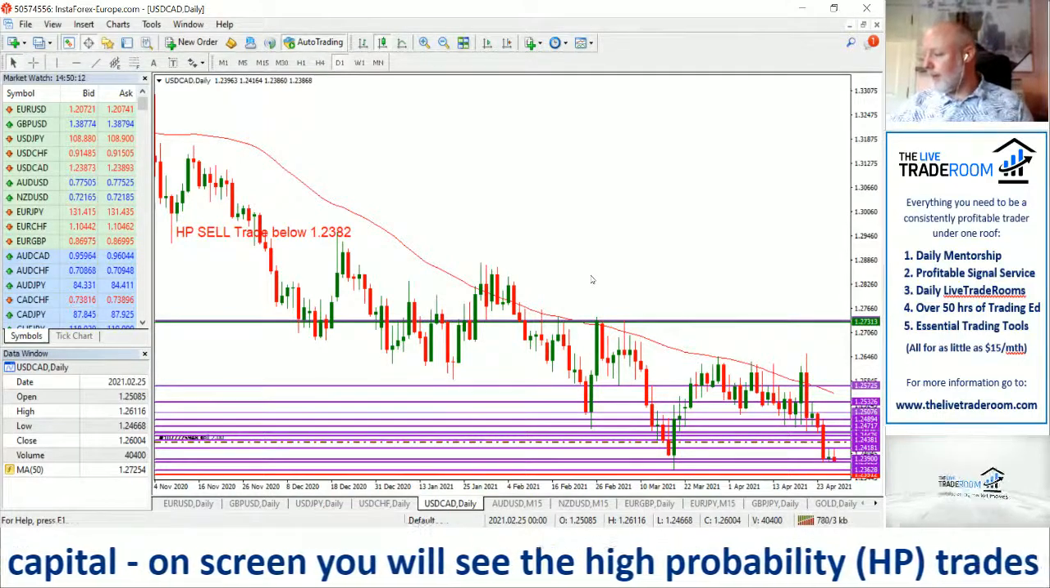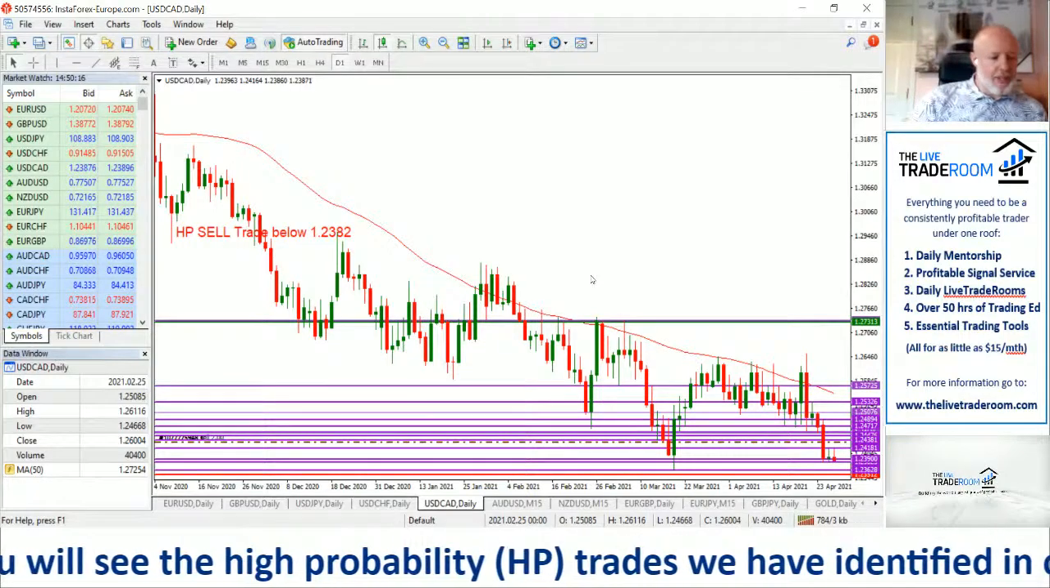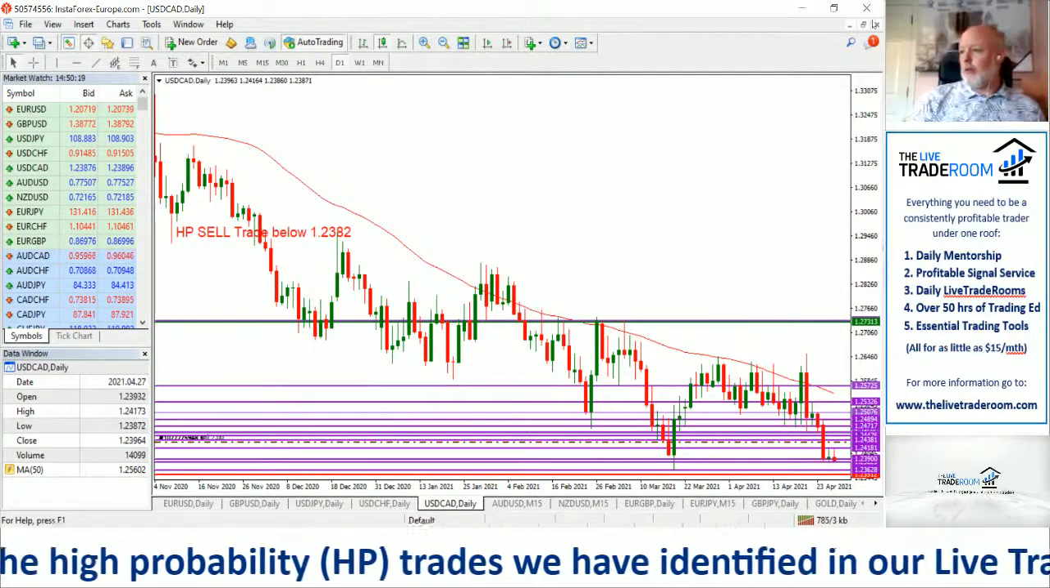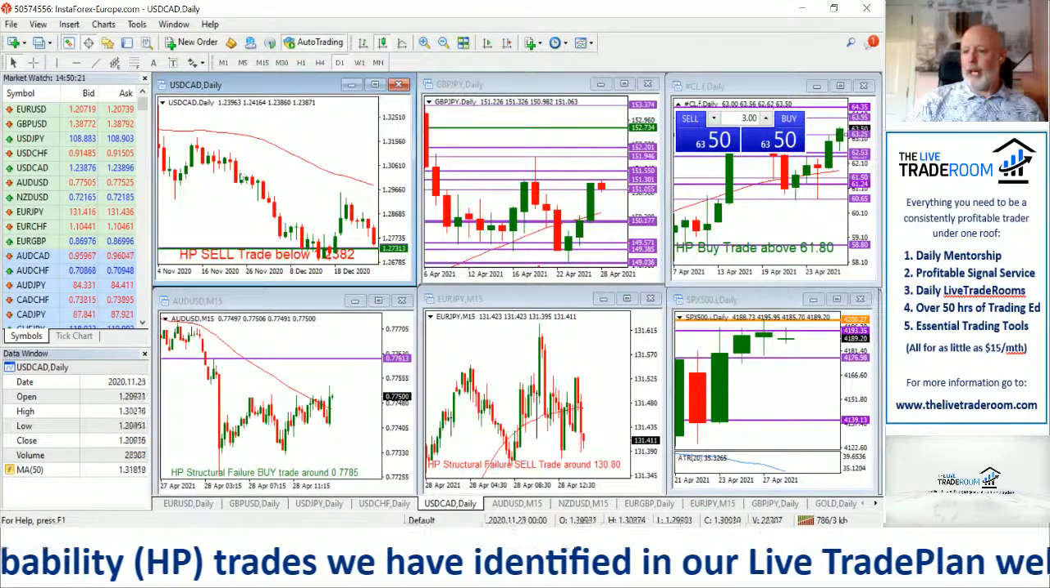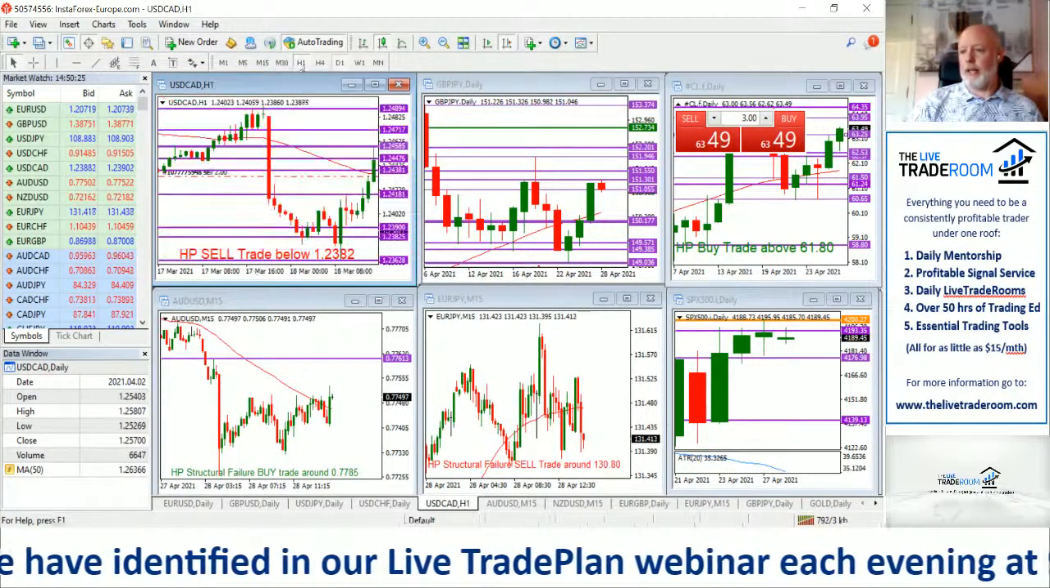Okay, we're just looking at a few other markets just off screen. So we come back to the dollar CAD. It's certainly worth looking at for that further continuation trade to the downside.